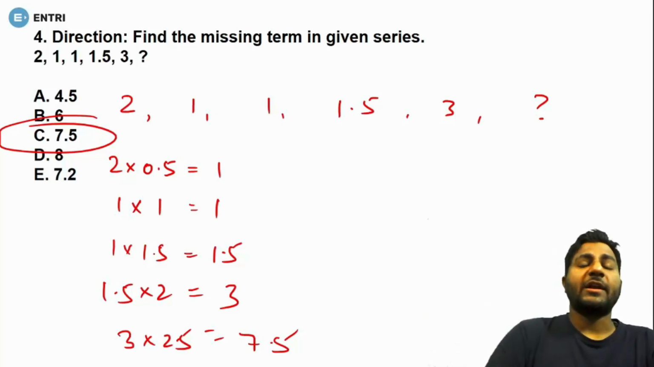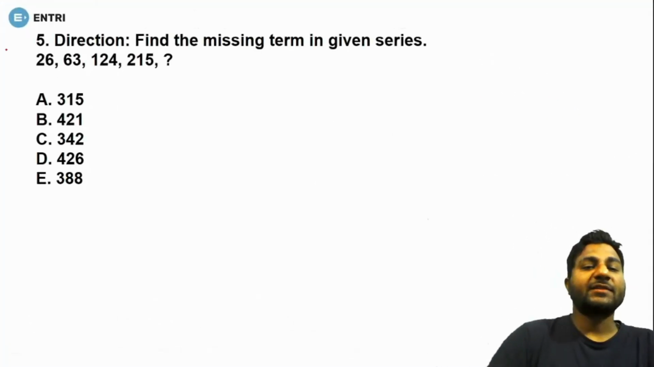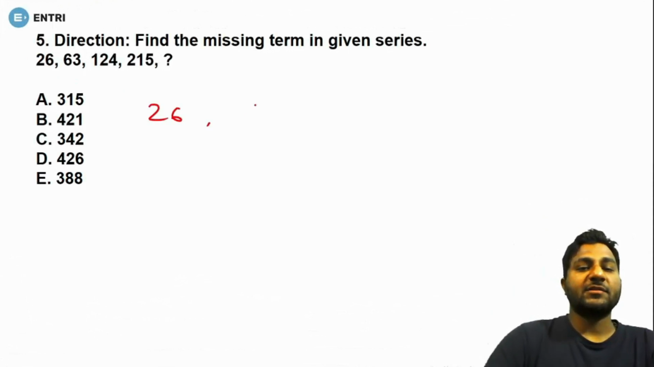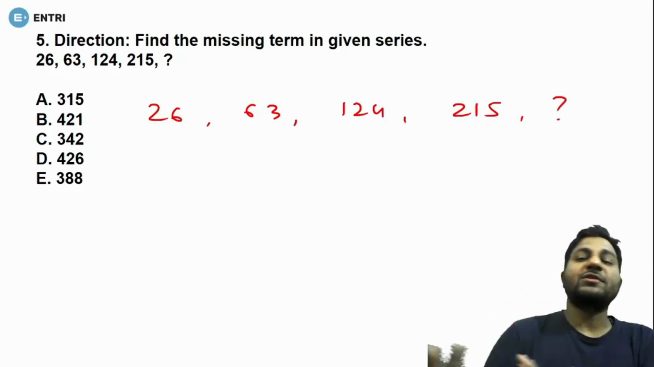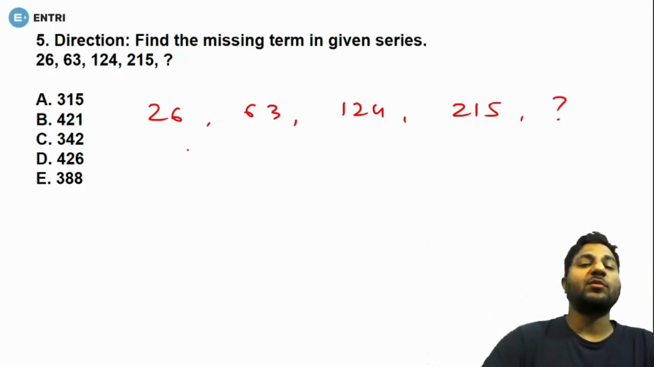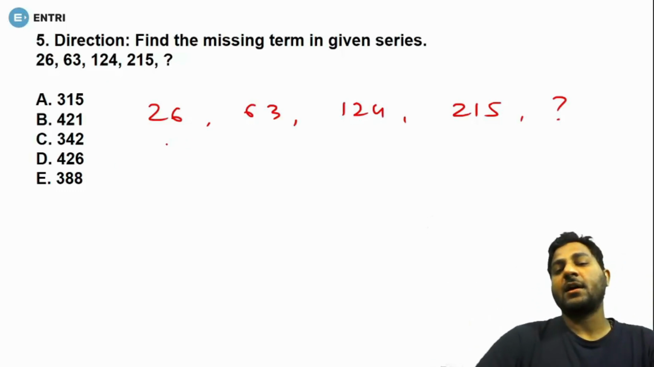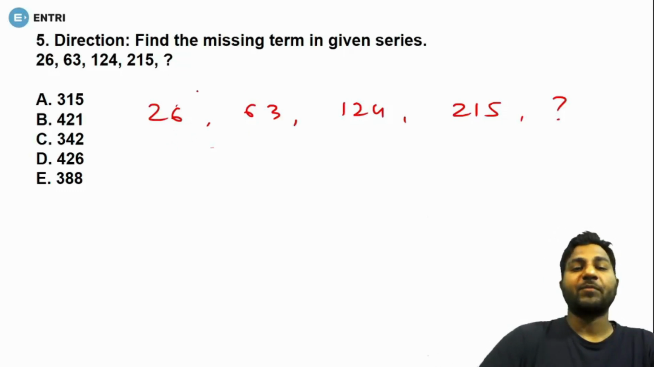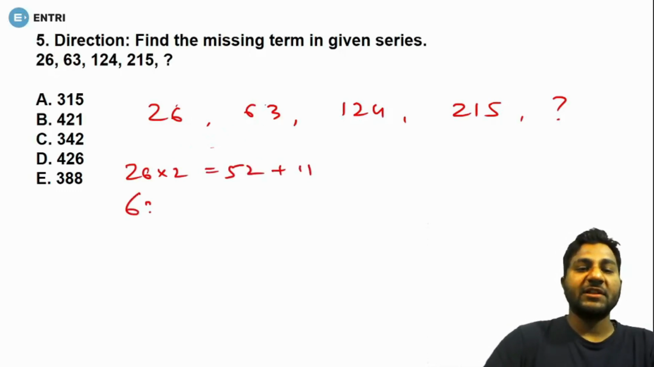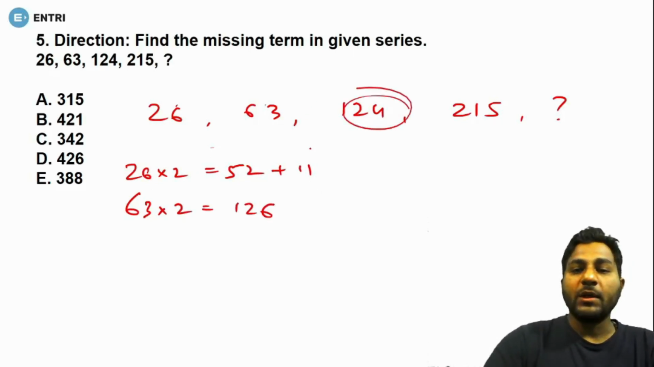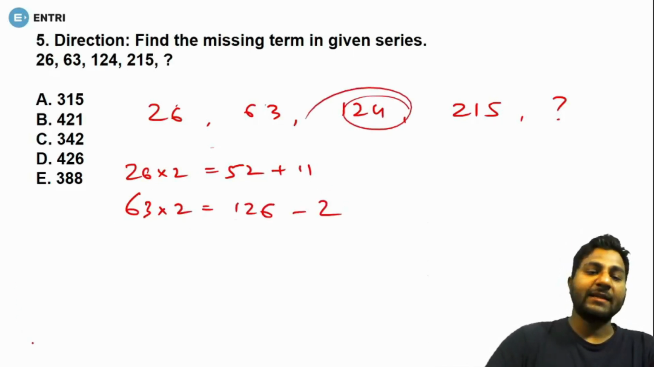Alright, let's move on to the next question. Let's see what the next question is saying. The next question says 26, 63, 124, 215 and a question mark. It is a very clever question. Most of the aspirants won't get that. Why? Because most of the aspirants will see that it is going to a product. Look at this. 26 twos are 52, but that doesn't make anything. Now what? You will add 11. Okay. Then after that, 63 twos are 126. Now what will you do? Will you subtract? That doesn't make any sense.